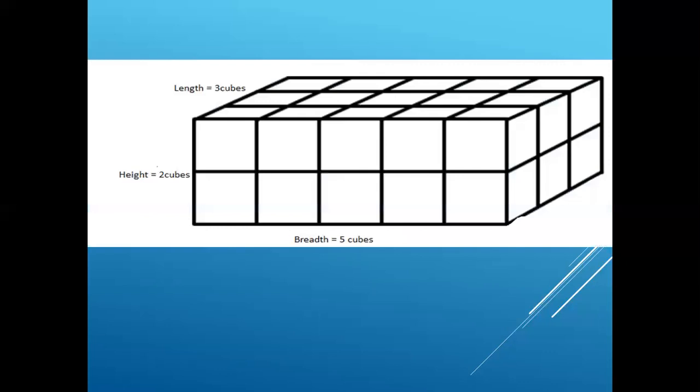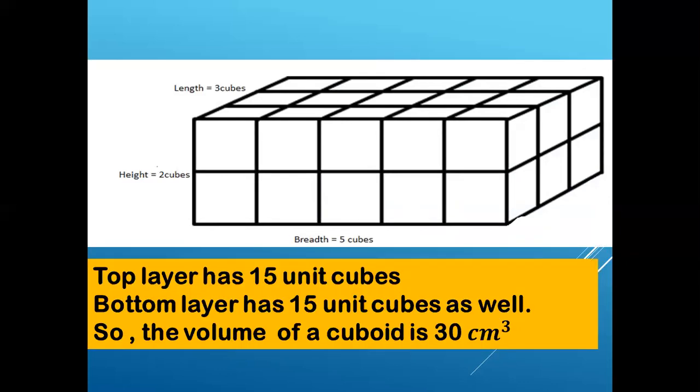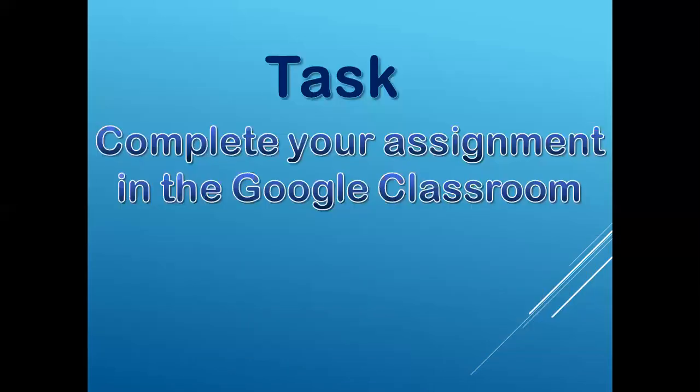It is a cuboid. Top layer has 15 unit cubes. Bottom layer has 15 unit cubes as well. 15 plus 15 is equal to 30. So the volume of the cuboid is 30 cubic centimeters.